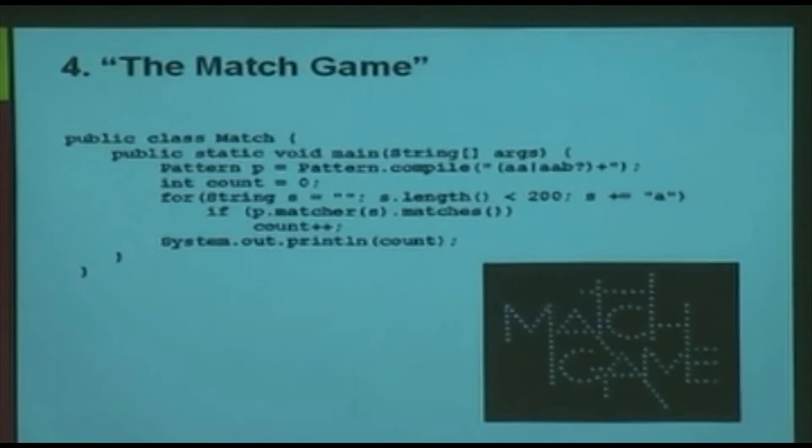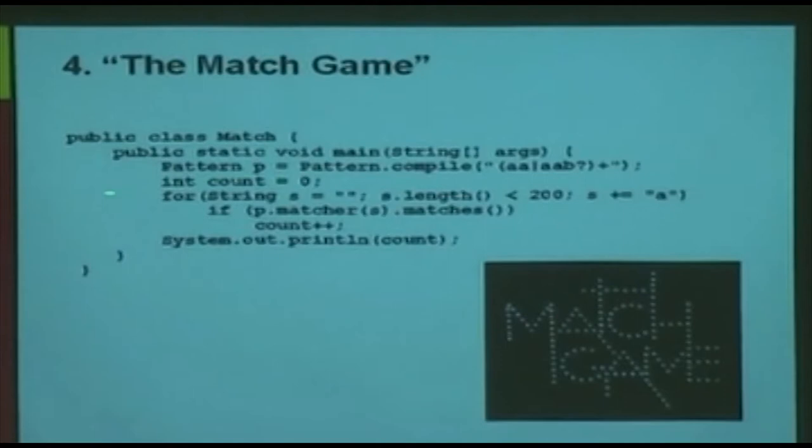I have a variable called count. I start it at 0. And then I generate a bunch of strings. How many strings? 200 of them. The first one is the empty string. I continue as long as the length of my string is less than 200, and each time through, I append an A. So the first string I generate is the empty string, then A, then AA, then AAA, and so forth. Basically, a string consisting exclusively of A's, and I go for the first 200 integers starting at zero, right? And if the pattern matches the string, then I increment the count. So I'm basically just keeping track of how many of these 200 strings match the pattern.